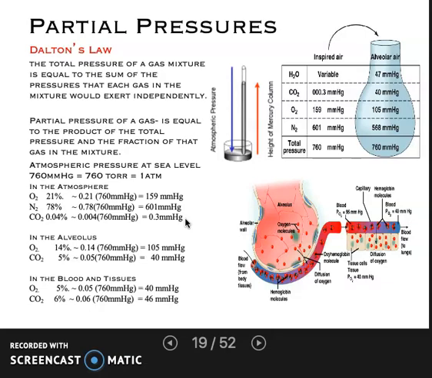So in the alveolus, the O2 partial pressures are about 105 millimeters of mercury, and the CO2 levels are about 40 millimeters of mercury. And in the blood and the tissues, we have this differential. So we can see that oxygen wants to go into the tissues, and CO2 wants to come out of the tissues. And that explains our gas exchange from the perspective of Dalton's law of partial pressures.